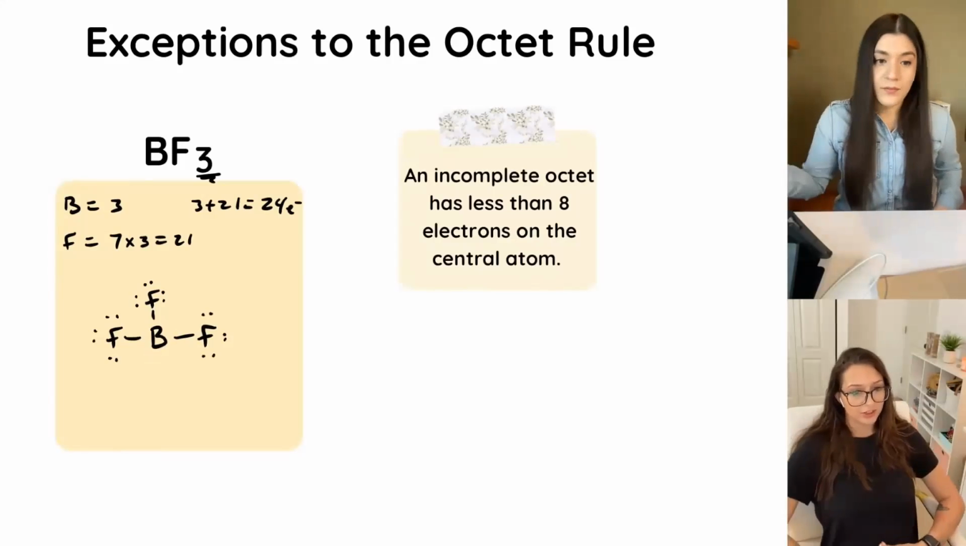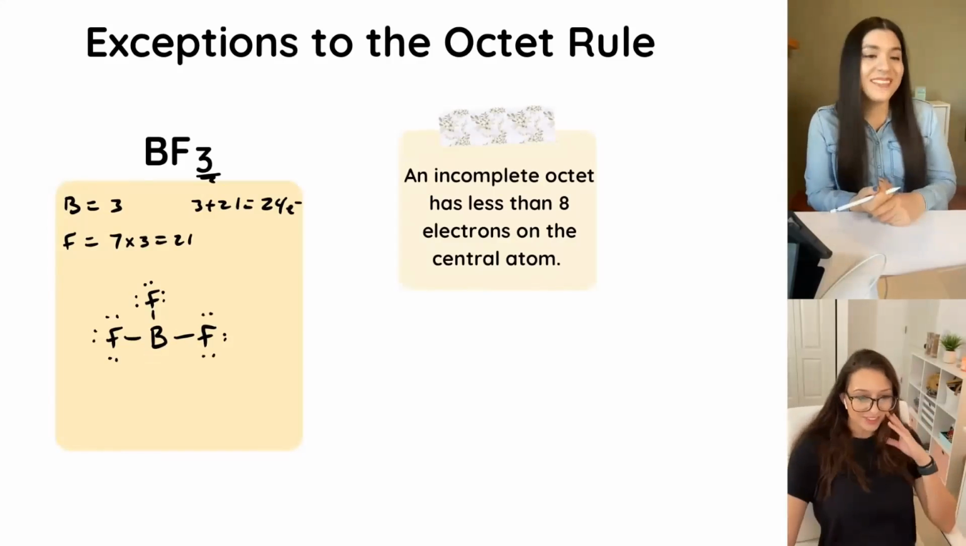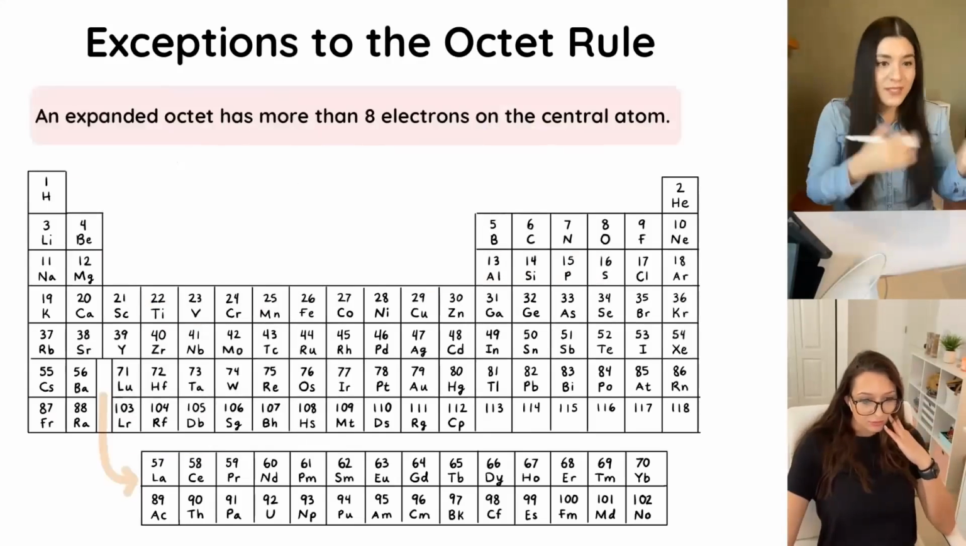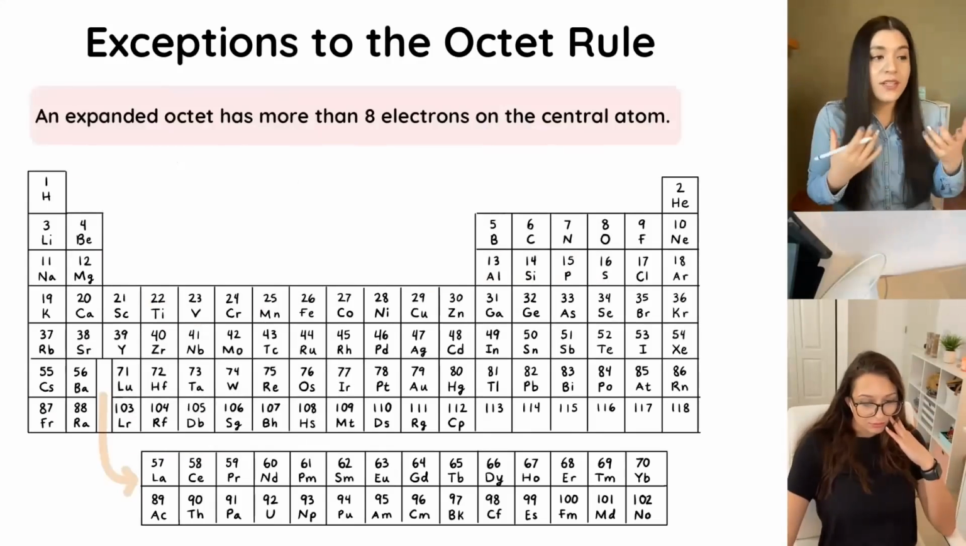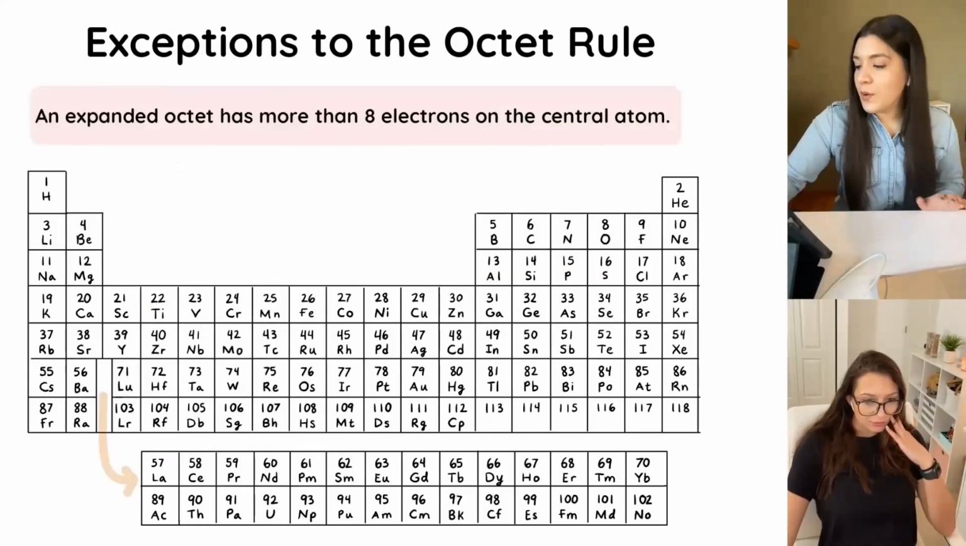Okay, so the exception meaning that I get what you're saying, so it's less. Okay, cool. Yes, exactly. And then the other one is the opposite way. There's more. So it's an expanded octet. There's more than 8 valence electrons on the central atom. And I'll explain what that would be.